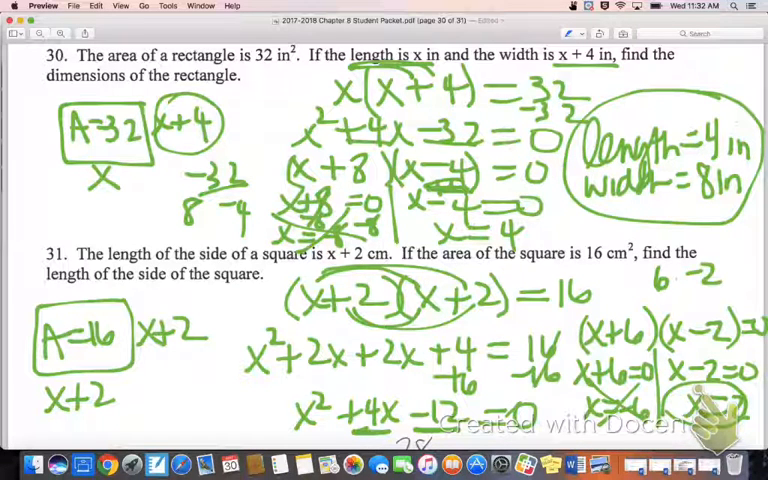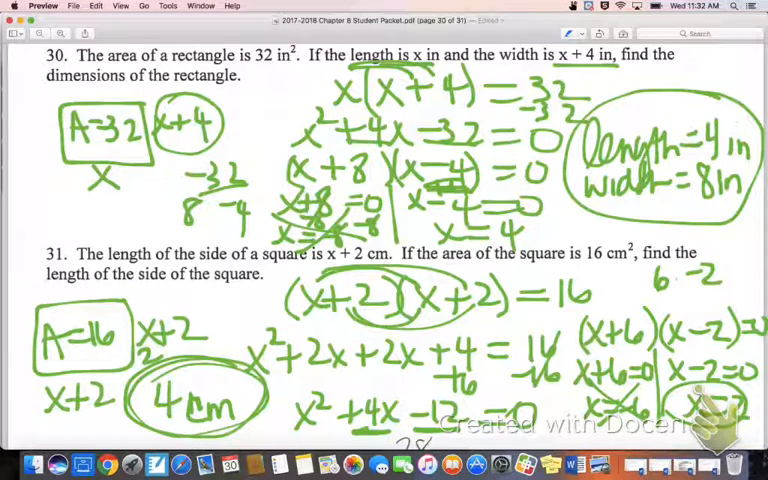So the length of the side of the square, 2 plus 2, would be 4 centimeters for each side of the square. And there's those two.